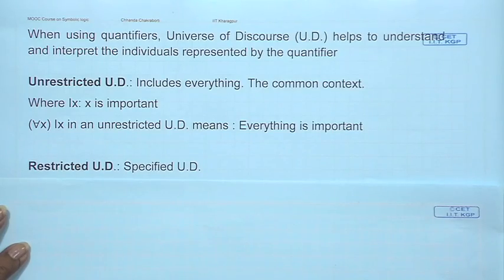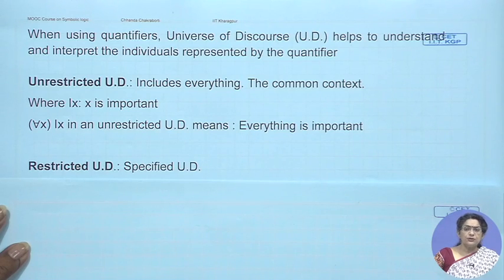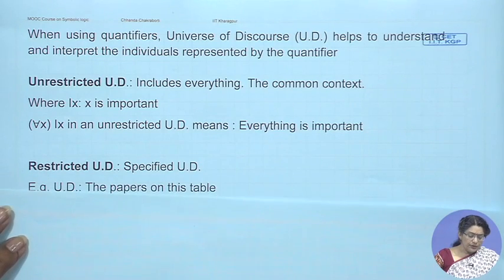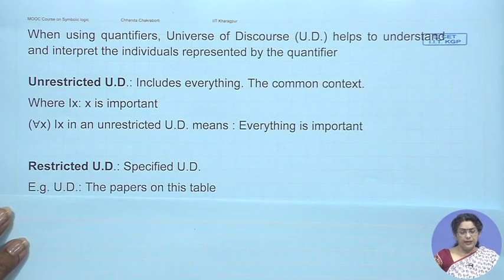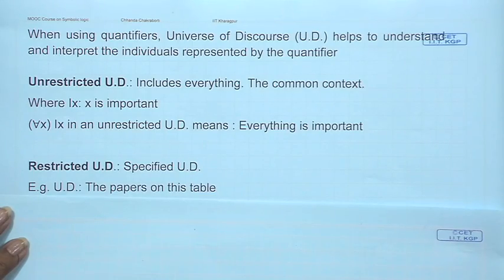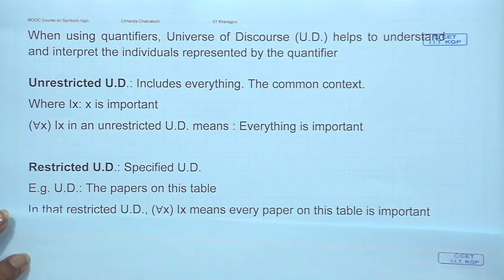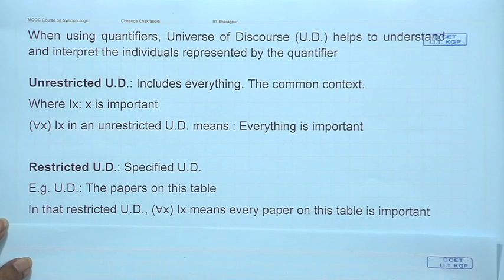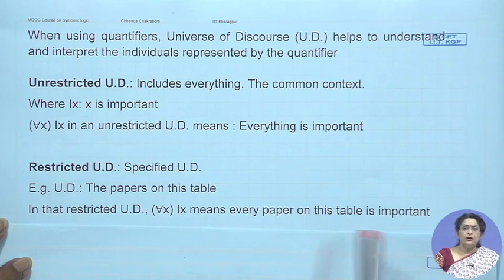If you specify the UD, then you will see the interpretation of the sentence changes. So, let us try that with the same sentence for all x, Ix, but here we are going to restrict the UD to the papers on this table. Which table? This table, the one that we are using right now. And there are a lot of papers here. So, in this restricted UD, where we are talking about the papers on this table, the for all x, Ix would mean what? Every paper on this table is important. See how this interpretation changed?